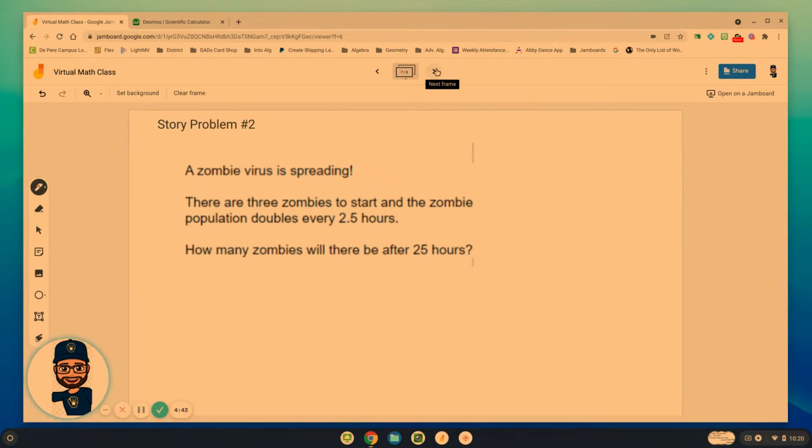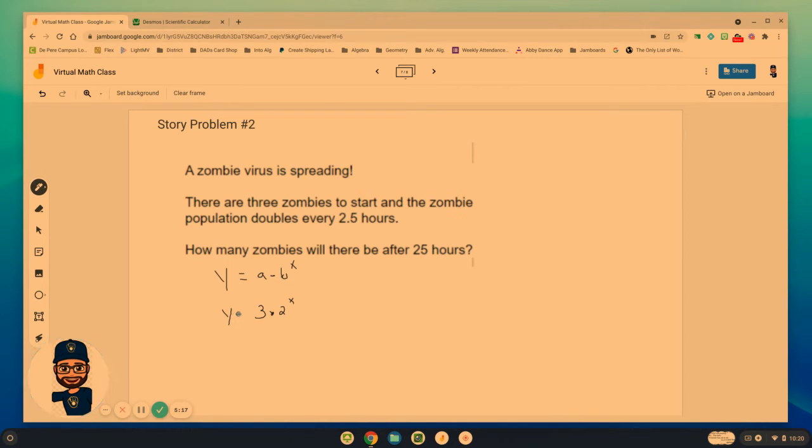Okay, the next one. A zombie virus is spreading. There are 3 zombies at the start, and then the zombie population doubles every 2.5 hours. How many zombies are there going to be after 25 hours? Boy, a lot of things happening. So again, y equals a times b to the power of x. Our starting zombie population is 3, and it doubles. So times 2 to the power of x.